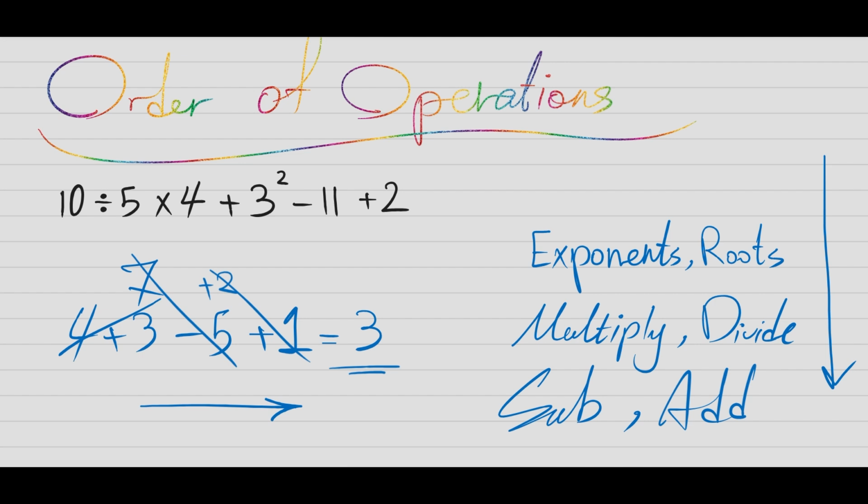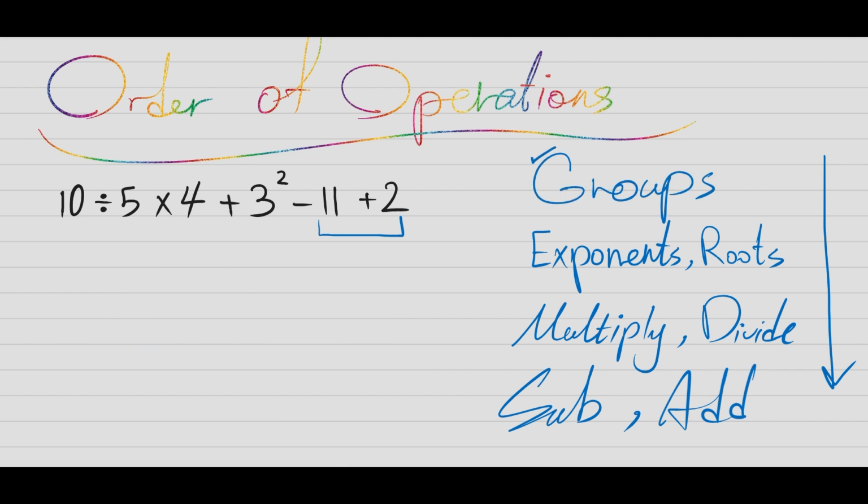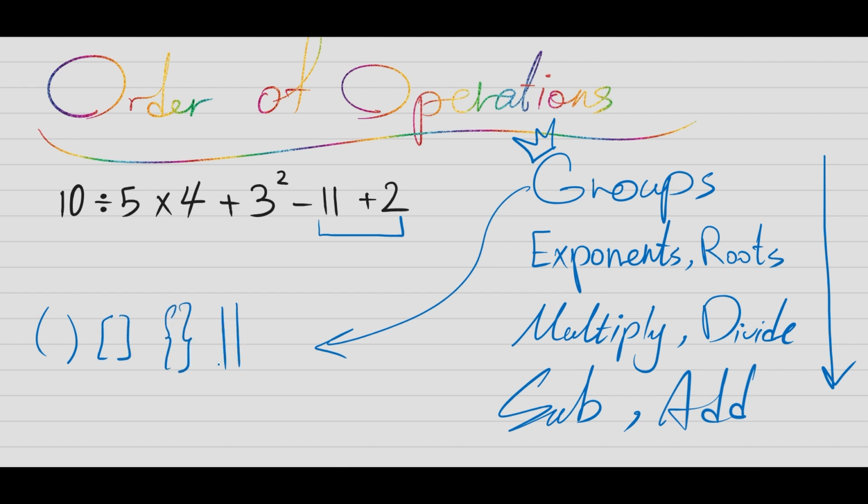But there will be times when you actually don't want to follow the order of operations. Like, have you had a situation where you want to add 11 and 2 before doing anything else? This is where groups come in. Groupings basically say, I am the king of order of operations and I get solved first. When we say groups, we're talking about parentheses, brackets, braces, absolute value bars, and roots. So if we use parentheses around 11 plus 2 here, we are telling that we need to solve that before anything else.